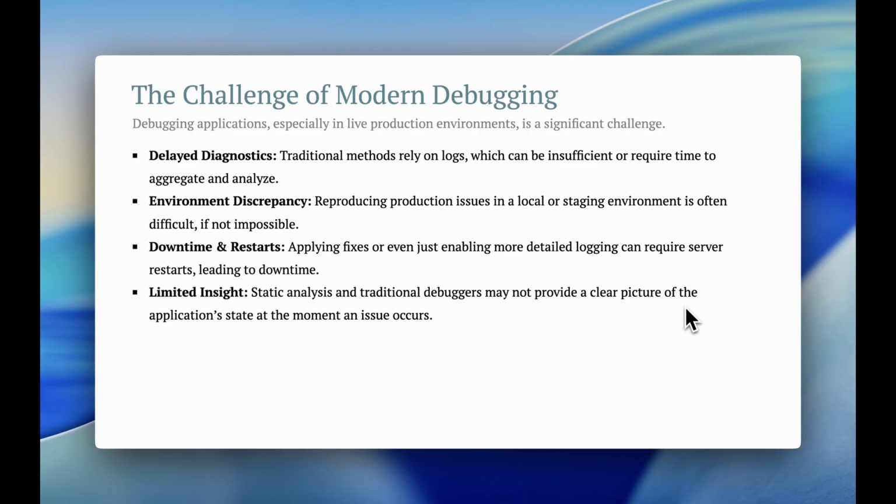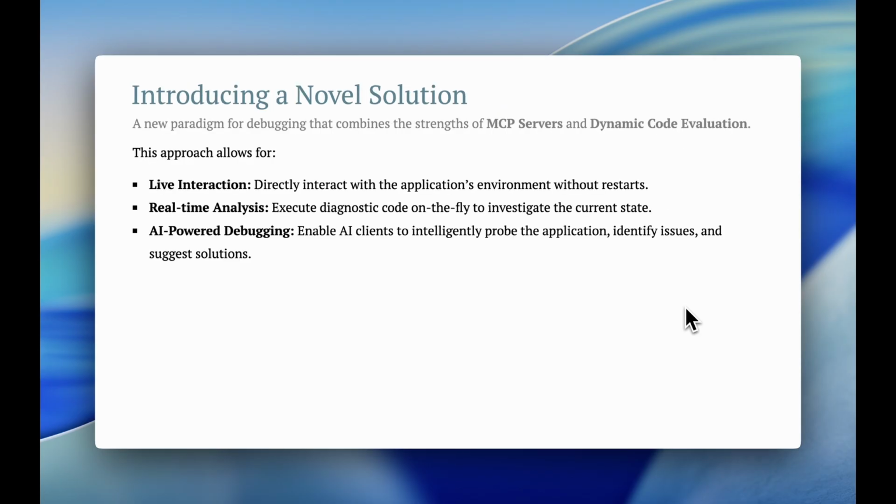Let's start by acknowledging the challenges we all face. Debugging modern complex applications, particularly in a live production setting, is fraught with difficulties. We often find ourselves sifting through massive log files, trying to piece together the sequence of events that led to an error. Reproducing the exact conditions of a production bug in a different environment can be a frustrating exercise. The solution I'm proposing today offers a new way to tackle these challenges.